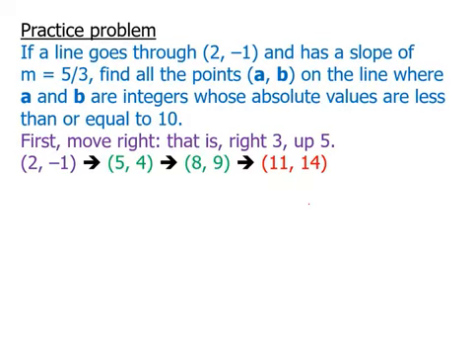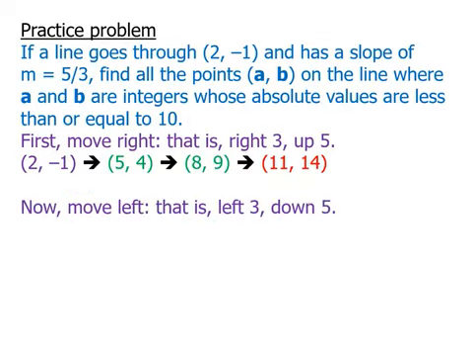So we only get those 2 points in that direction. Now go back to the original point. Now we're going to move left 3 and down 5. So if we start at an x of +2, move left 3, we're going to get to -1. We start at a y of -1, move down 5, we're going to get to -6. So we get to -1, -6.